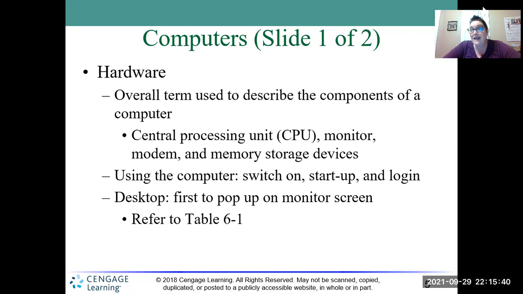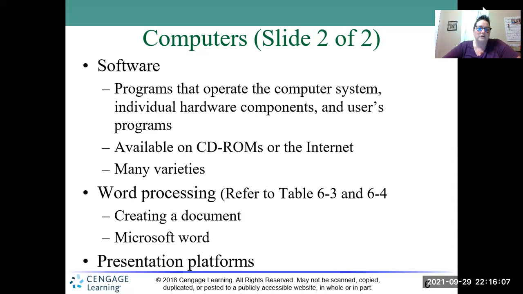So there's a tower, as we all know it, that CPU, a monitor, modem, and then some memory storage devices. So sorry. Using the computer, you switch it on, start it up, log in, all of that. You all are super familiar with computers, how to use them. Of course, the desktop is the first thing that's going to pop up on the monitor screen. And then programs that operate the computer system.